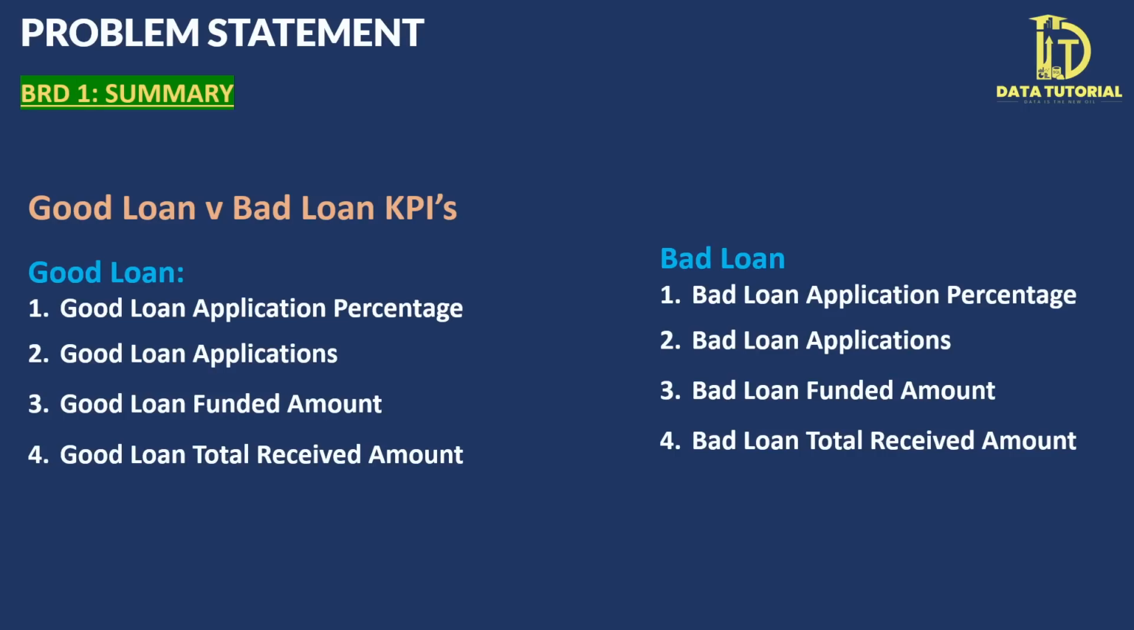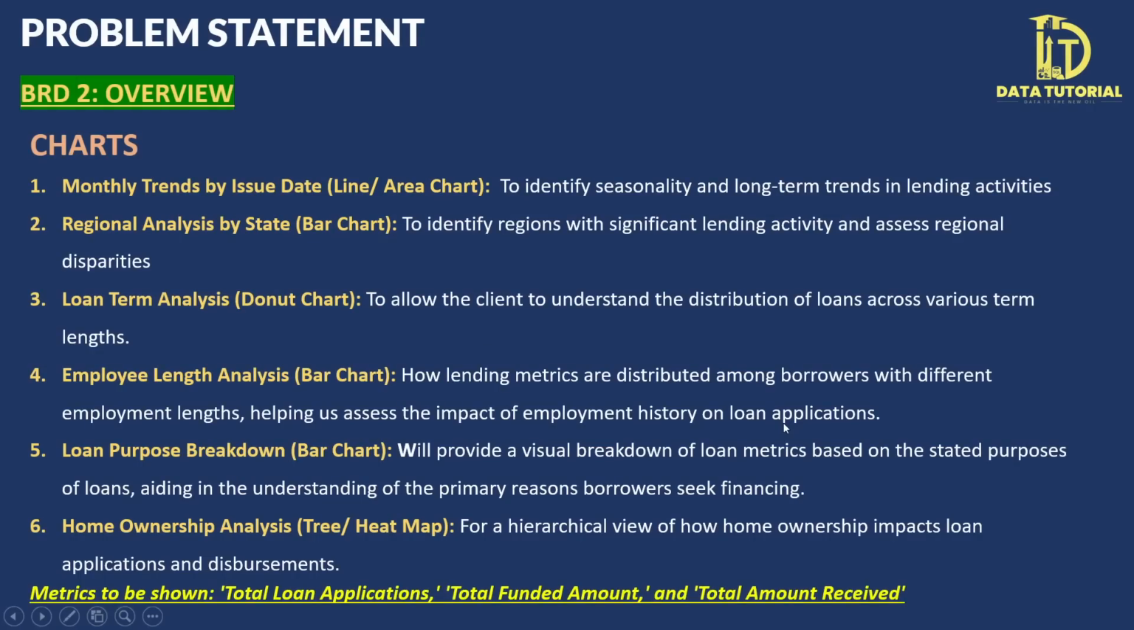And for good loans, again, we have to find out the total good loan application percentage, how many total applications there are, the good loan funded amount, and the good loan total amount which has been received. Same we have to find for bad loans. All right. Then moving ahead, we will deep dive into these problem statements.